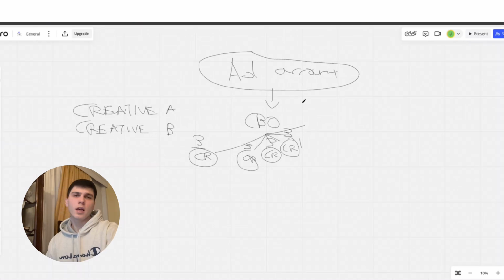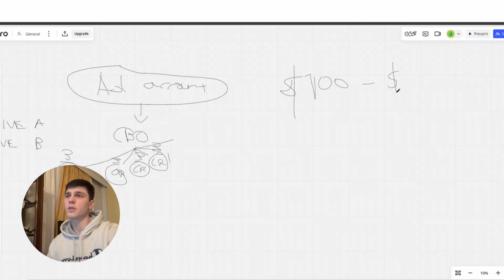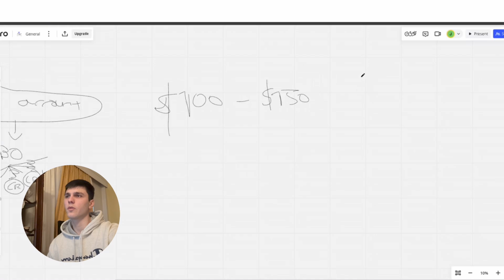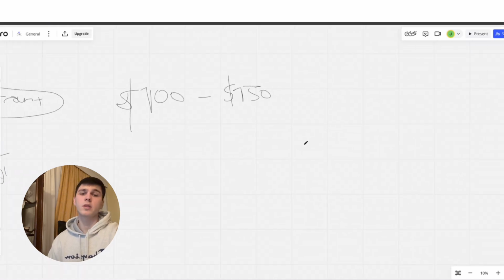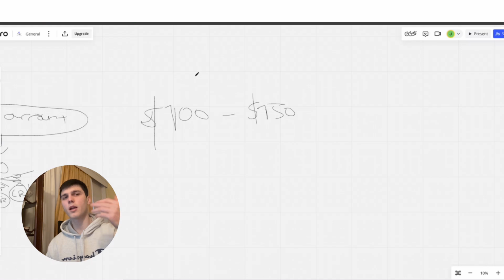And yeah, when it comes to budget, honestly, I would do 100 to 150. This is my budget. It used to be a lot more, around 200 to 300 bucks, but it's not worth it. If you have a lot of money, yeah, you can do that. The more money you spend, the more data you gain back.